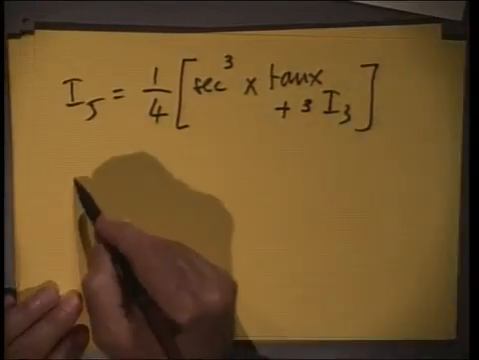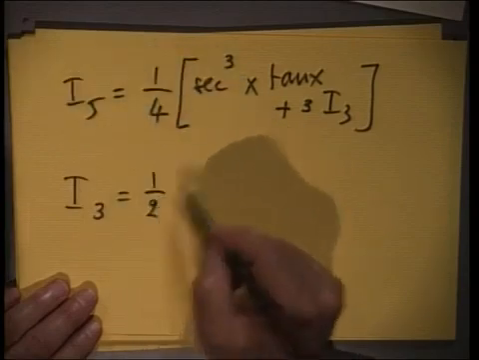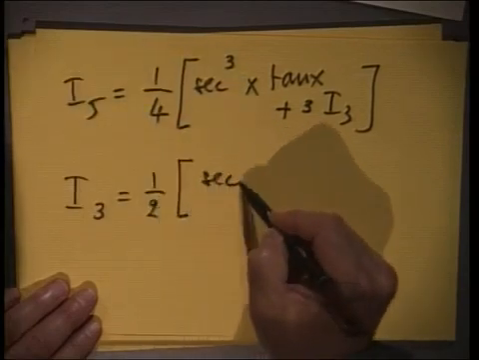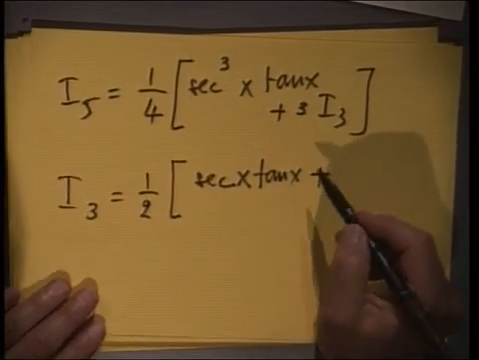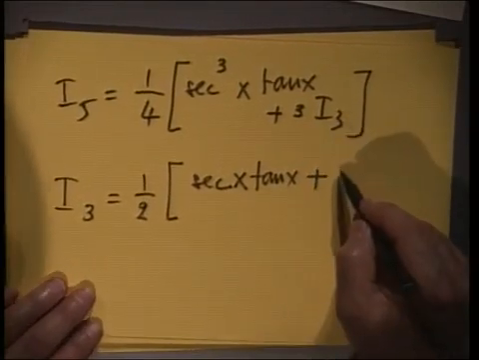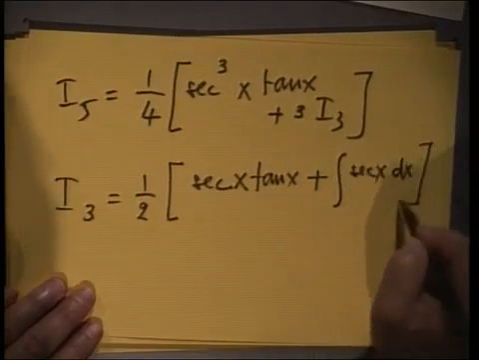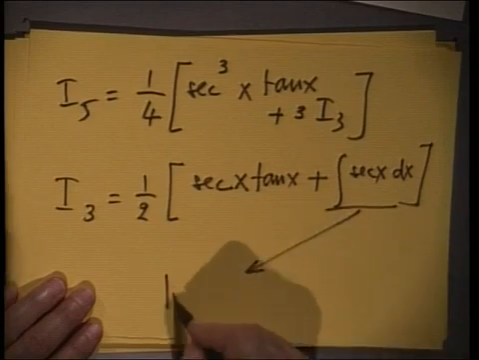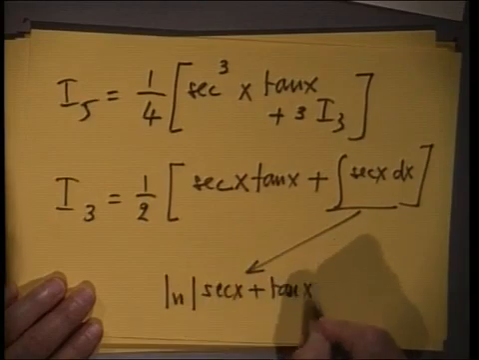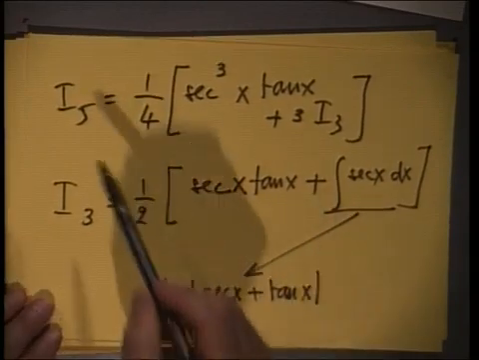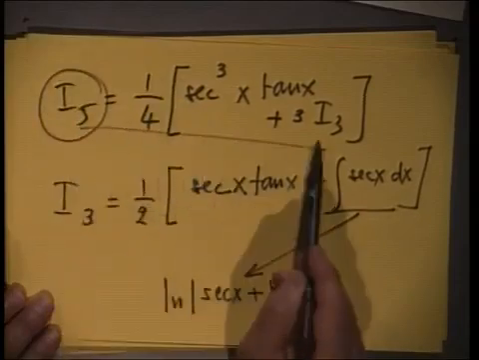But now how are we going to calculate I3? You use the same formula. It is equal to 1 over 2 times sec x tan x plus, this time n is equal to 3, 1 times I1. What is I1? The integral of sec x dx. But the integral of sec, I know it because this is an elementary function. It is ln of sec plus tan. So in fact, now you will be able to calculate I5 in terms of I1.